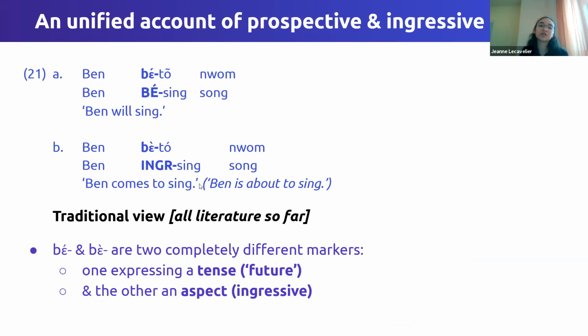of the event. We could also translate it as "Ben is about to sing" for the sake of clarity, but it really means "Ben comes to sing" more than "Ben is about to sing". There is some movement made by the agent, and in the traditional view so far, well, all literature so far, B plus high tone and B plus low tone are two completely different markers. So one expresses a tense, or a future. Well, we claim that it's actually an aspect, it's a prospective, and the other is just expressing another aspect, which is ingressive.